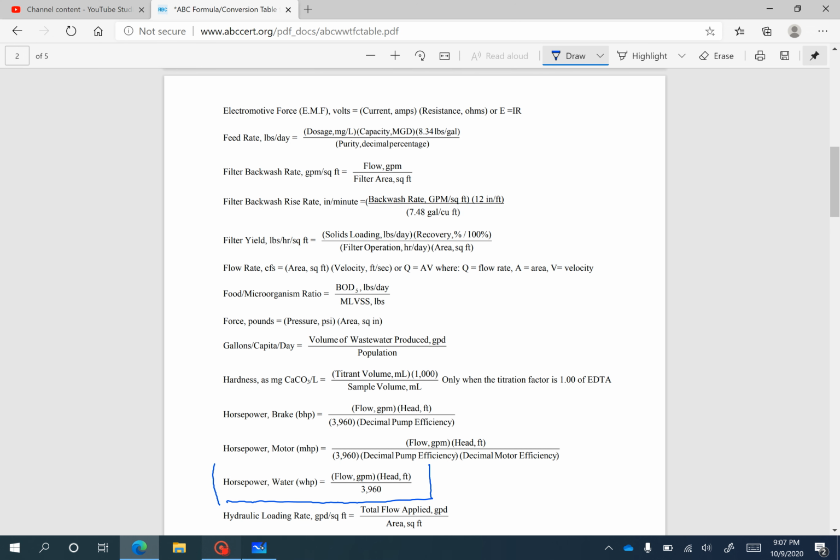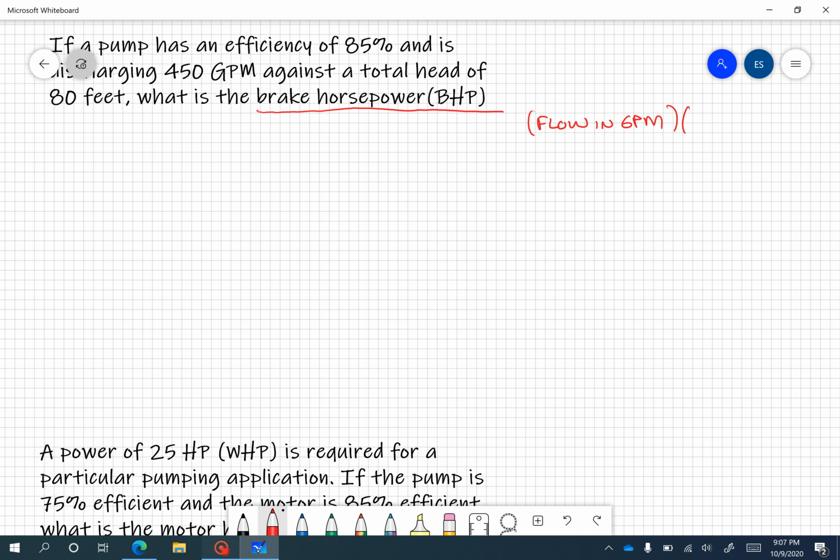So let's go ahead and go back and write the formula. Flow in gallons per minute times feet of head divided by 3960 times pump efficiency.